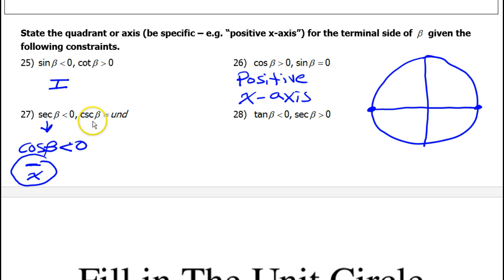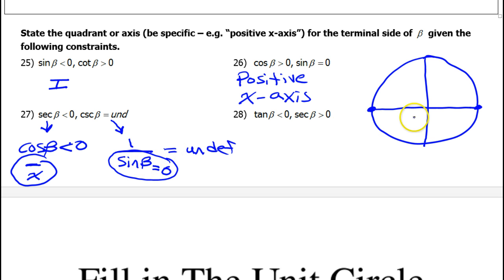Meanwhile, cosecant is the reciprocal of the sine function, and we want the cosecant to be undefined. So think about it. If cosecant is the reciprocal of the sine function, that means 1 over sine of beta. Alright, and we want this to be undefined. Now, the only way this is going to be undefined is if the denominator is 0, because you can't divide by 0. So the question is, where is the sine function equal to 0? Now, this is just like what we were talking about a moment ago. The sine function is going to equal 0 right here on the x-axis.